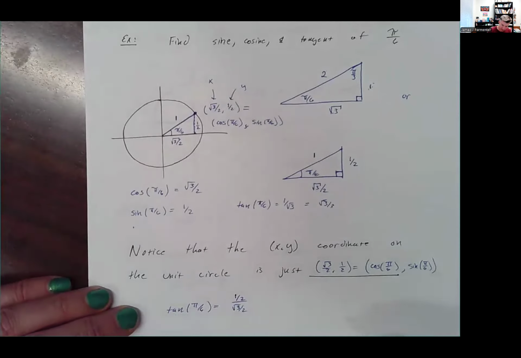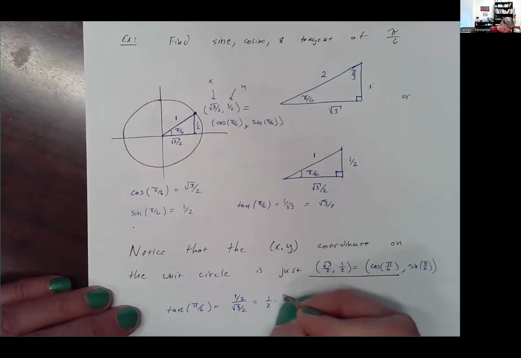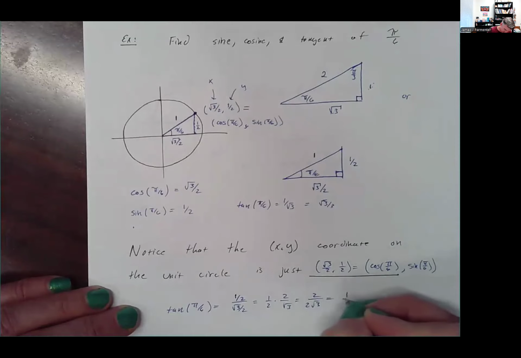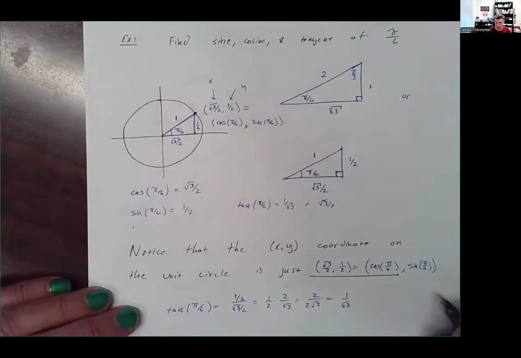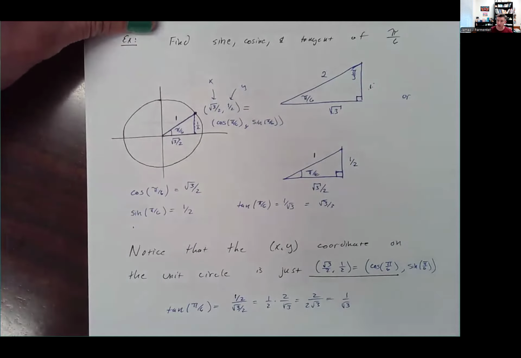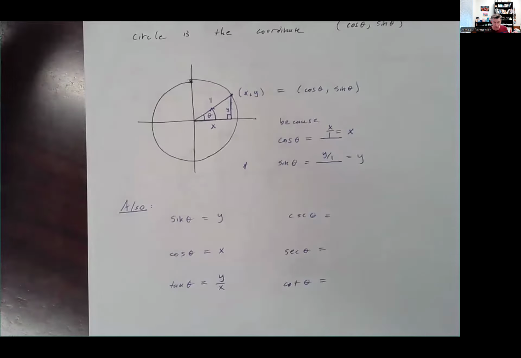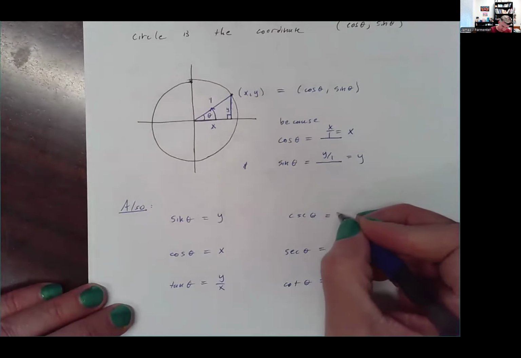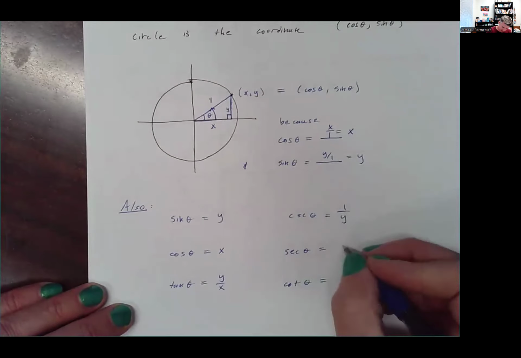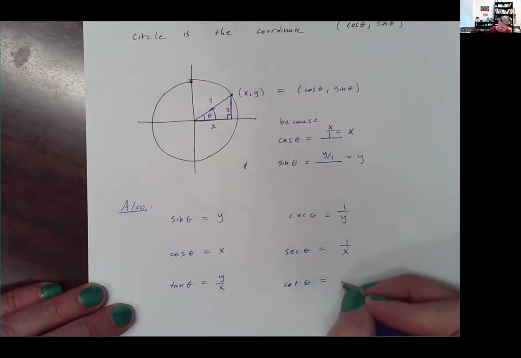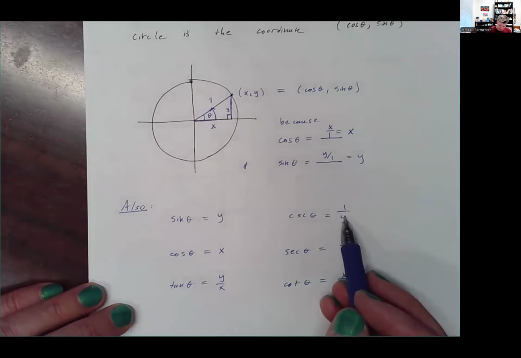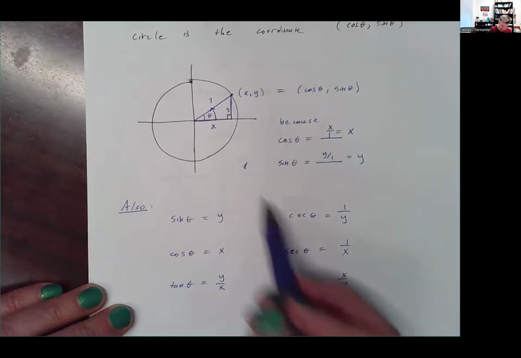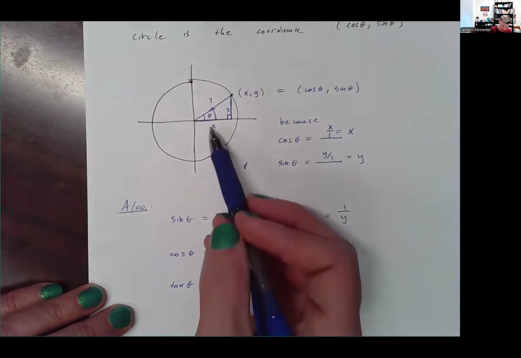And then I can flip and multiply and get 1/2 times 2 over root 3, which is 2 over 2 root 3, which is 1 over root 3. And you can rationalize and get root 3 over 3. So as long as you know the xy coordinate of the point on the unit circle, you can find sine, cosine, and tangent, and all the reciprocals. Cosecant is going to be 1 divided by y. Secant is going to be 1 divided by x. Cotangent is going to be x divided by y. Because again, cosecant is hypotenuse over opposite, secant is hypotenuse over adjacent, and cotangent is adjacent over opposite.